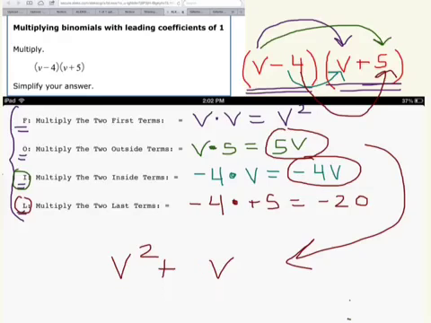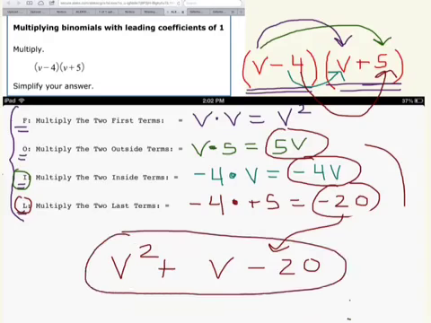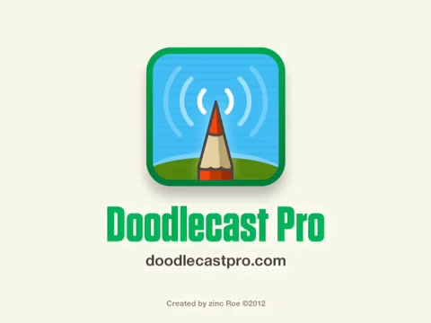And the last term that we need to include is this negative 20, so I'm going to bring that down. Let me get this out of the way. And this negative 20 is going to be brought right down here, minus 20. That is the answer to this particular problem. Here it is. It is v squared plus v minus 20.